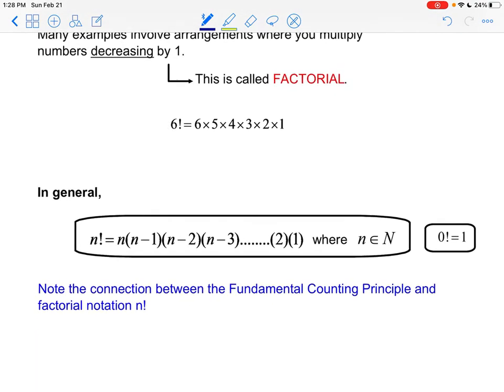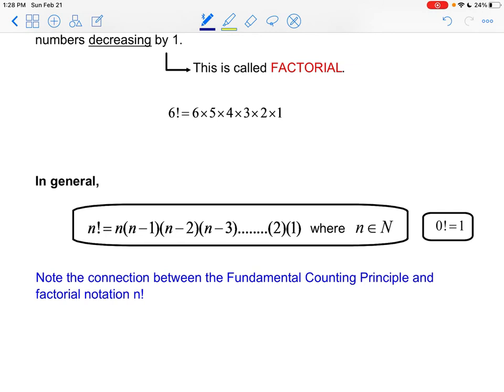So in general, a factorial of any number, let's say n, is equal to n, whatever that number is, multiplied by n minus 1, so the next lowest number, multiplied by n minus 2, times n minus 3, all the way down to 2 times 1, where you're only working with natural numbers. So no fractions, no decimals or anything like that. Only consecutive descending natural numbers. You should see how this is similar to the fundamental counting principle that we were working with in the last section, where we were multiplying choices A times B times C, where they were getting smaller.